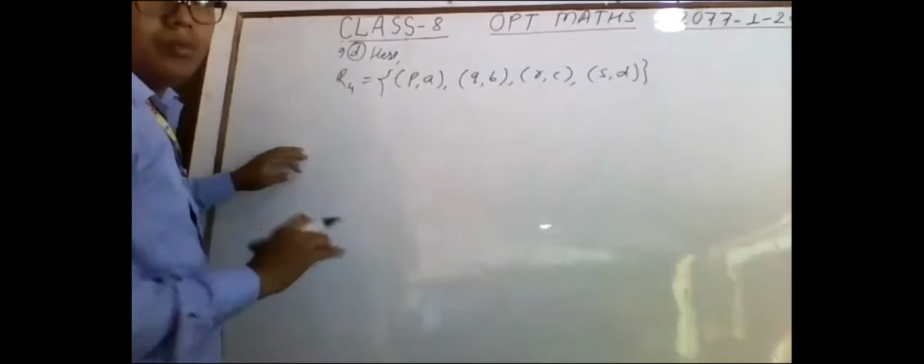Here is the 9D number. It is given the first relation R4 equals to PA, QB, RC and SD. It is said in the question the table method, graph method, and as well as in arrow diagram method also. So let's see.